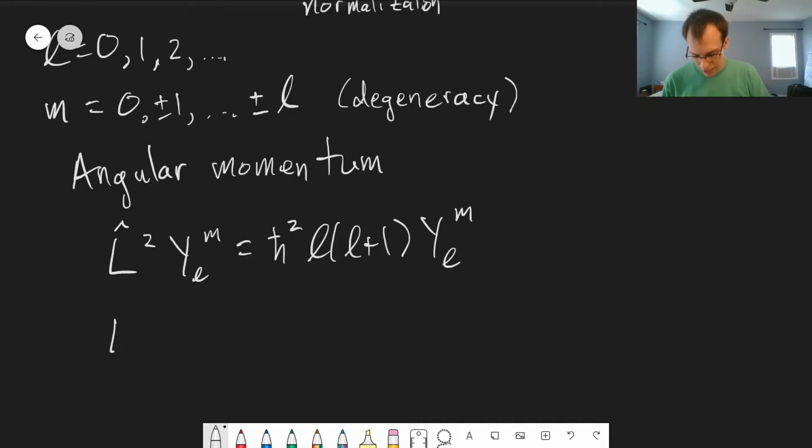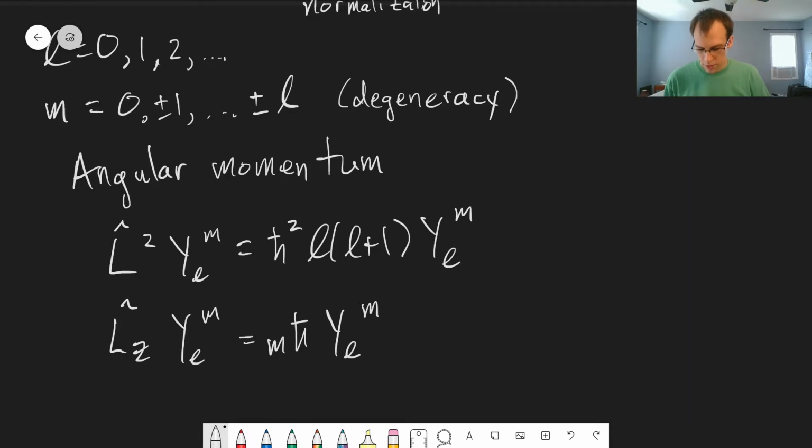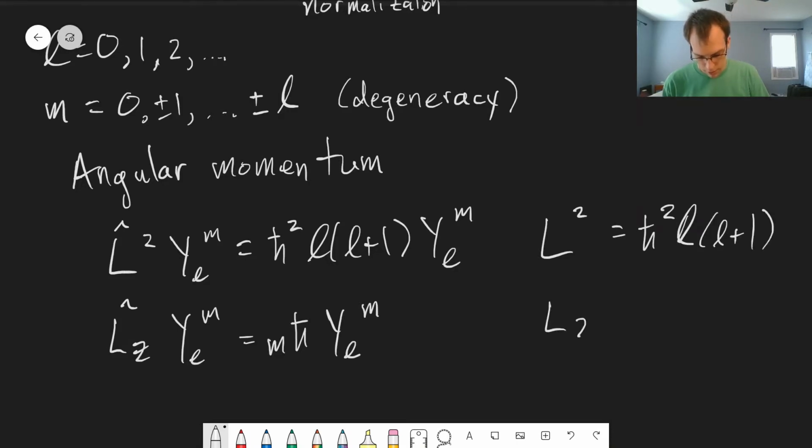And same thing for the Lz operator. If we operate on the spherical harmonics, we get m h bar times Y_lm. So this tells us that the square of the angular momentum is equal to h bar squared times L plus 1, and the z component of the angular momentum is equal to h bar times m.